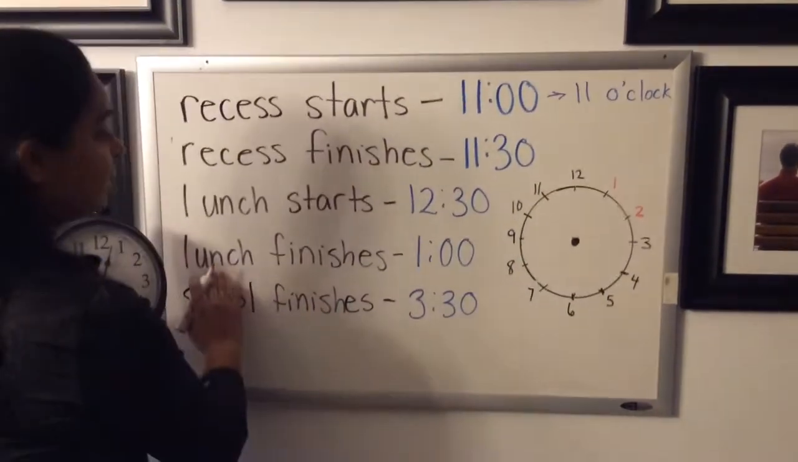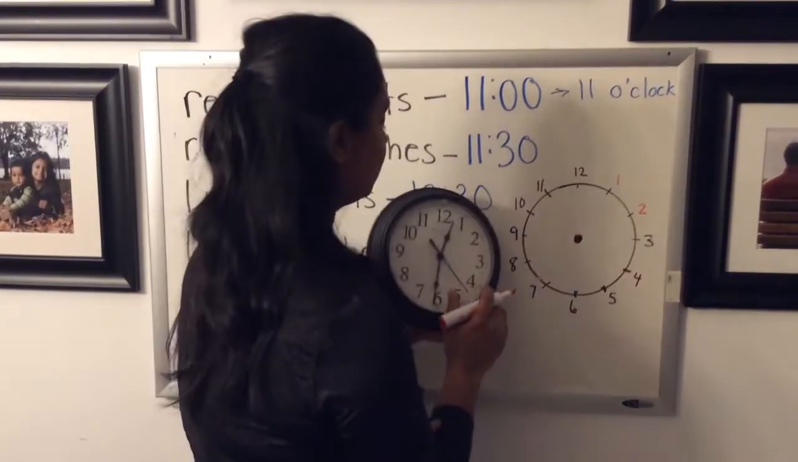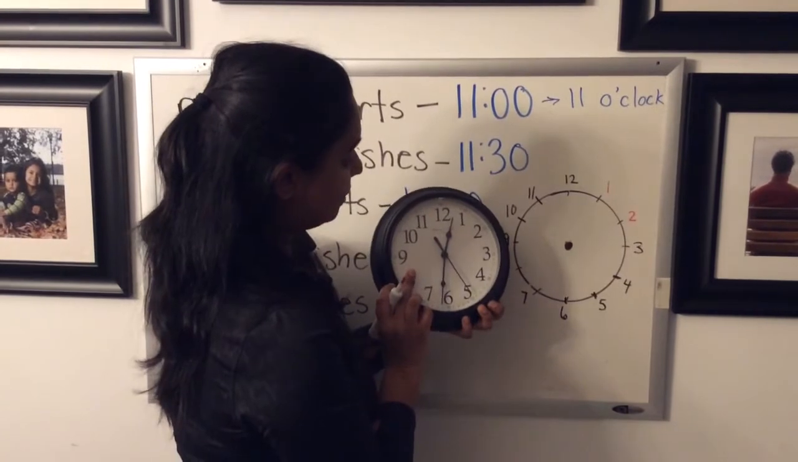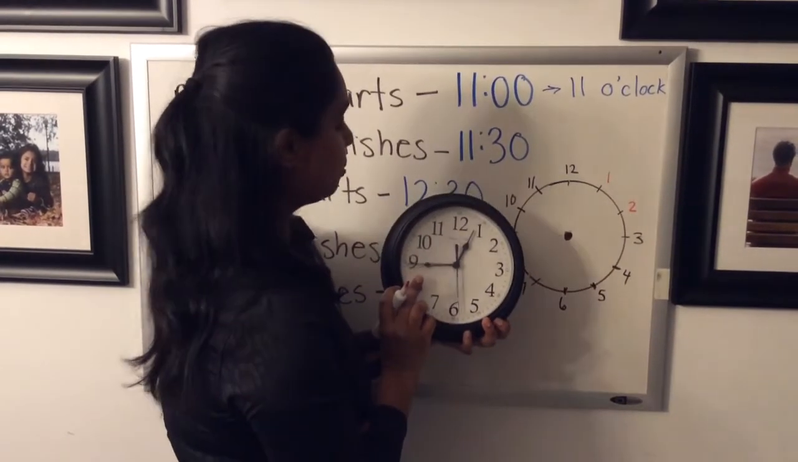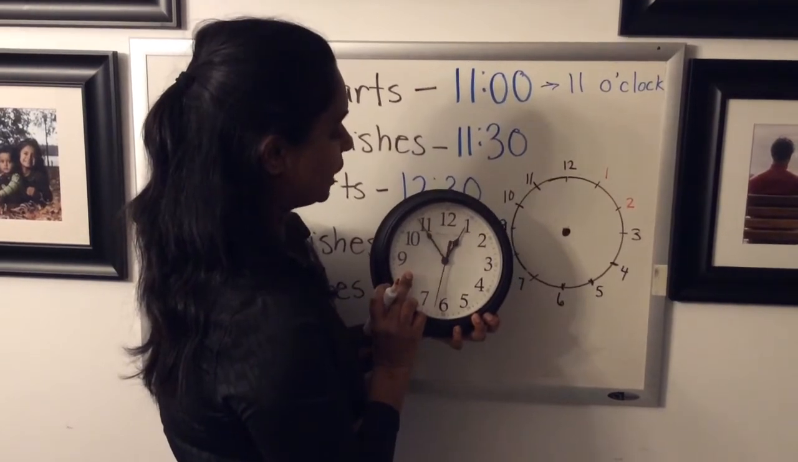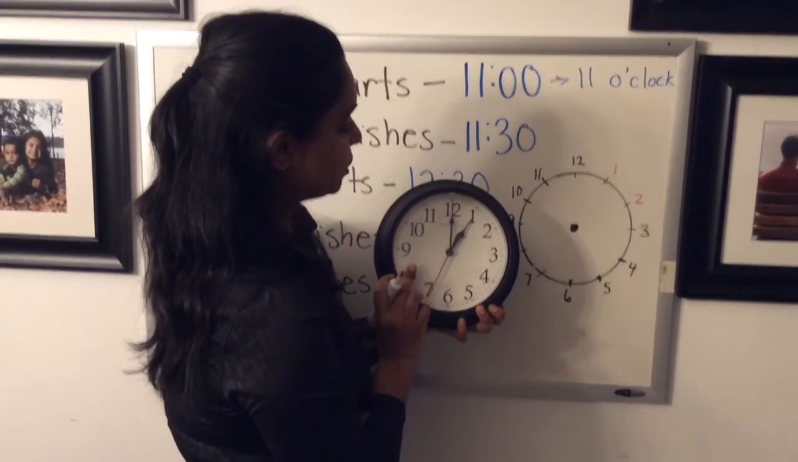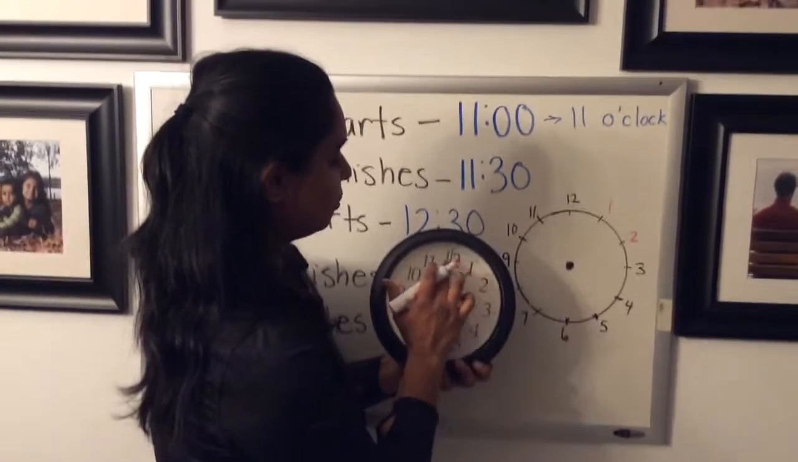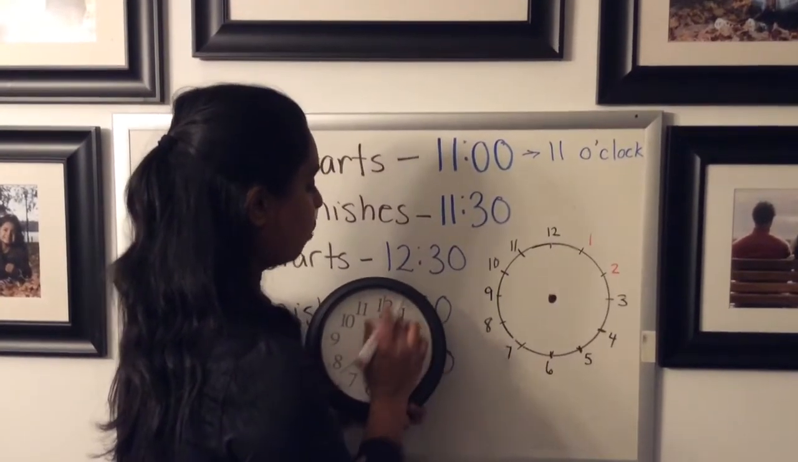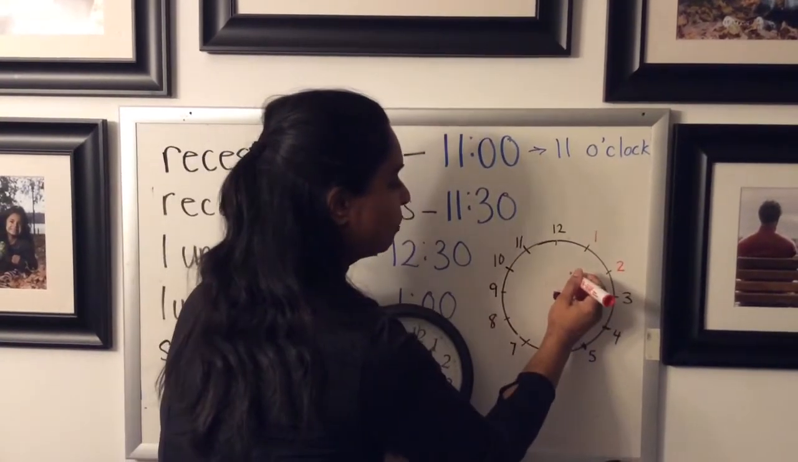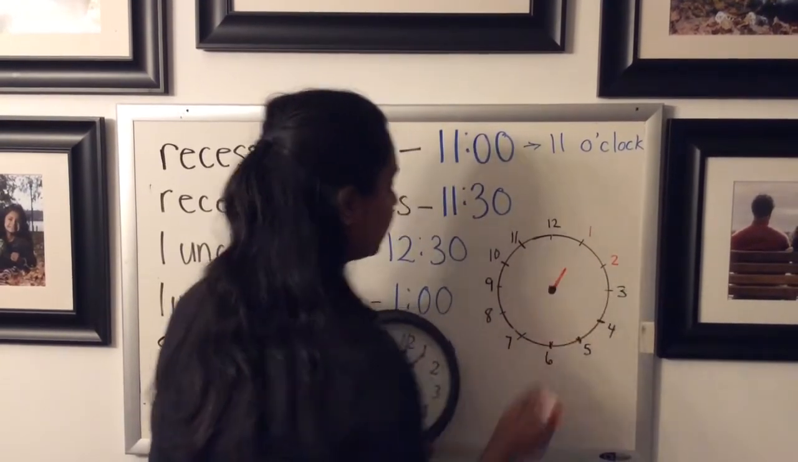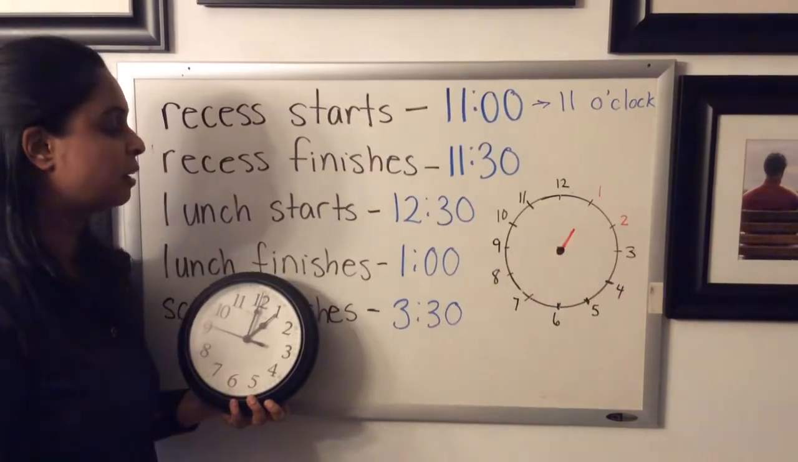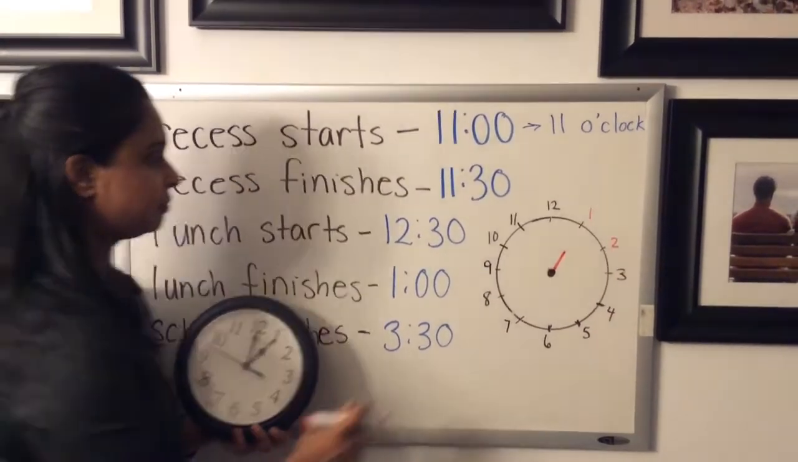Now, lunch finishes at 1 o'clock. So I'm going to go ahead and move on to 1 o'clock for that time. So that's an o'clock time. So now I'm looking for that long hand to be on the 12. There it is, o'clock. Little hand is on 1. It is now 1 o'clock. And I want to put my little hand right pointing directly at the 1. That's how I want to show 1 o'clock on my clock on my page today.